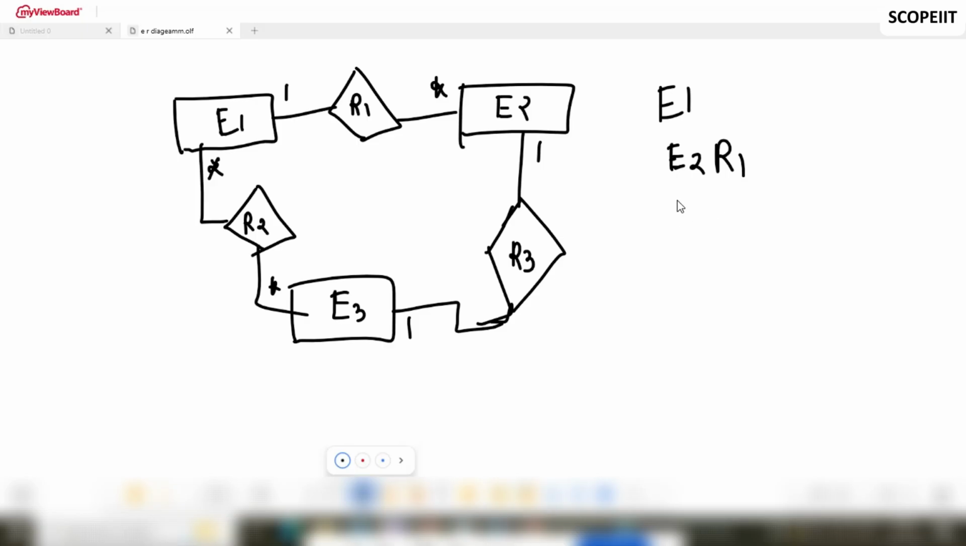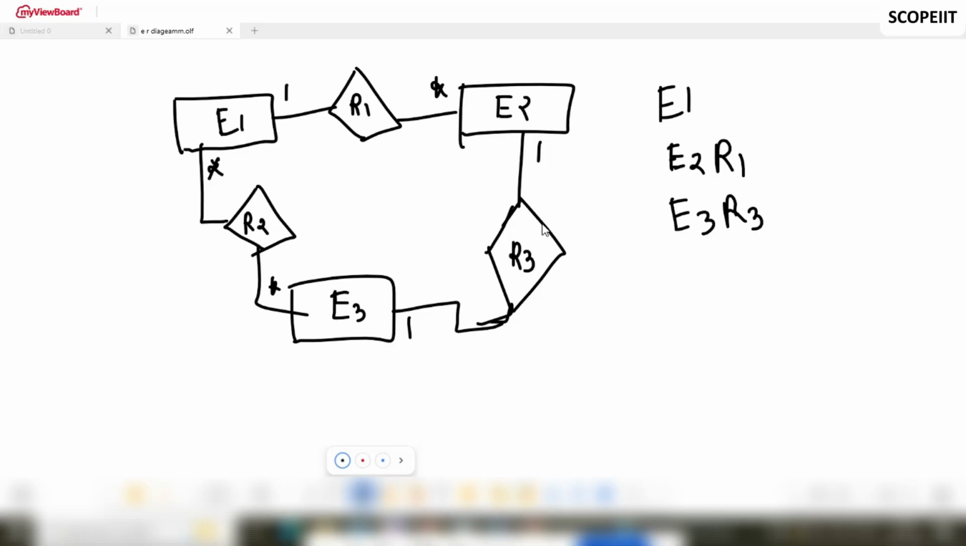So we'll not write duplication. We'll not write it two times. So one table I'll write, E3. Now R3. As it is a one to one relation, R3 can be added on any side, either E2 or E3. Any side we can add our R3. So suppose I'll add it on this side. If you want, you can add it here also, no problem.